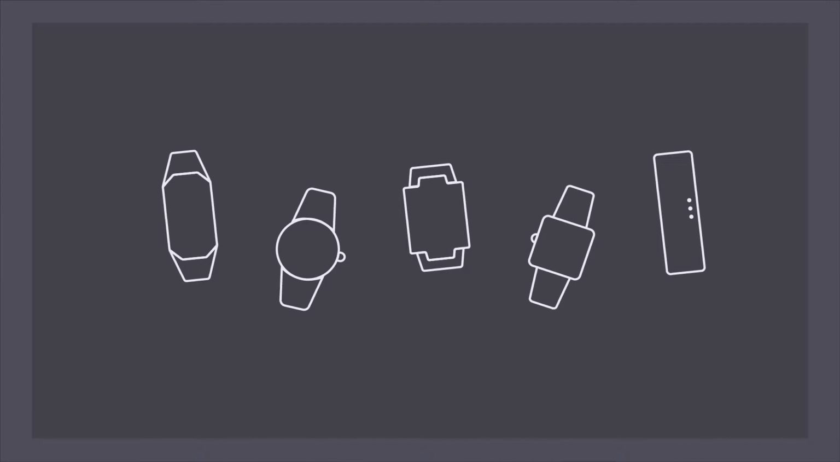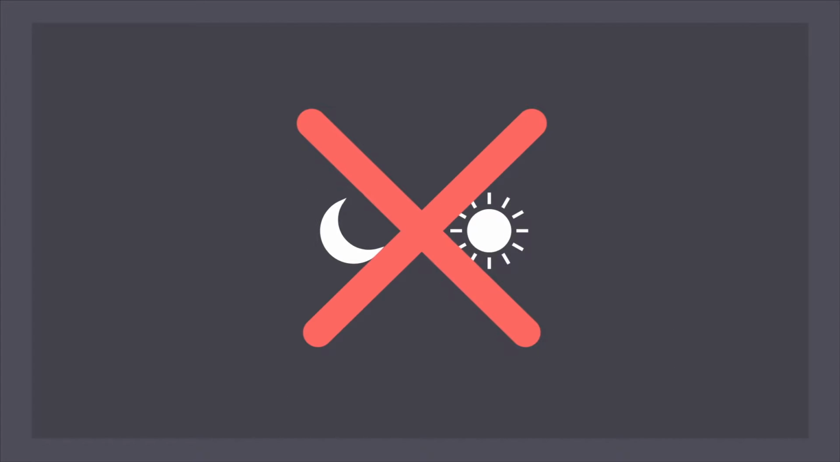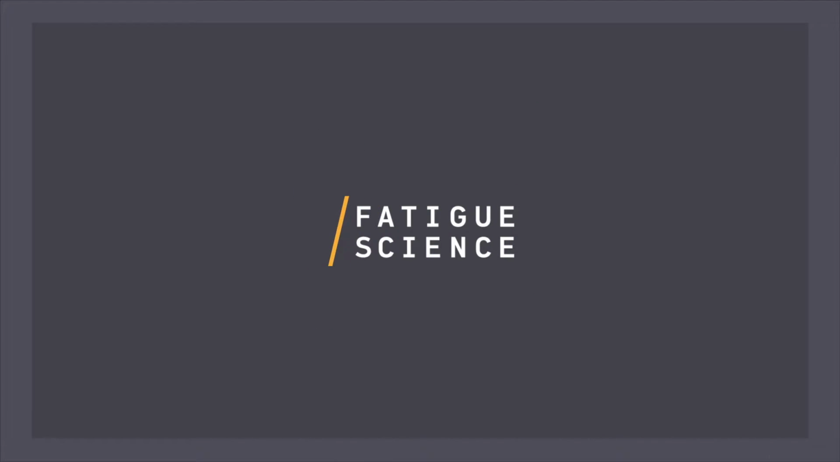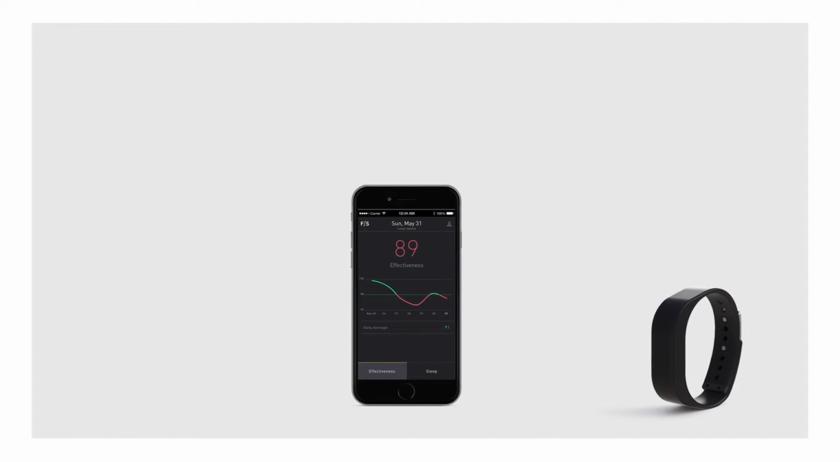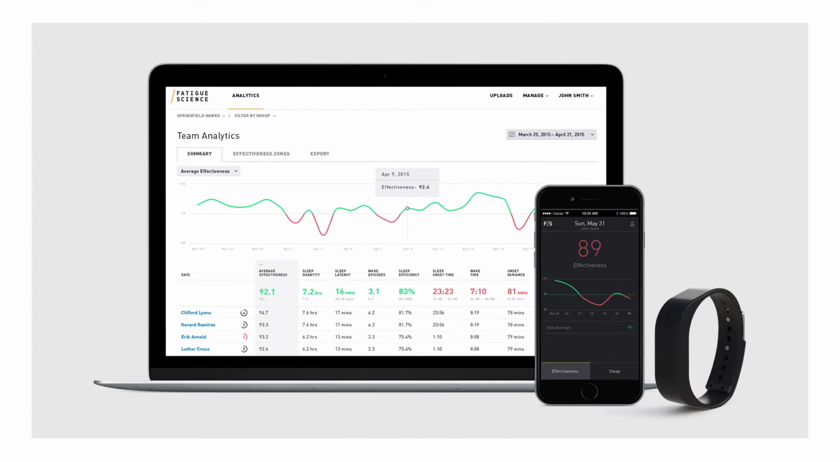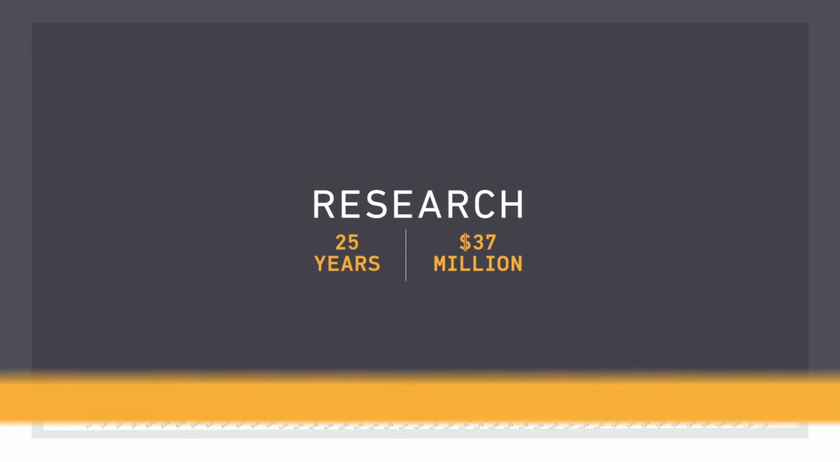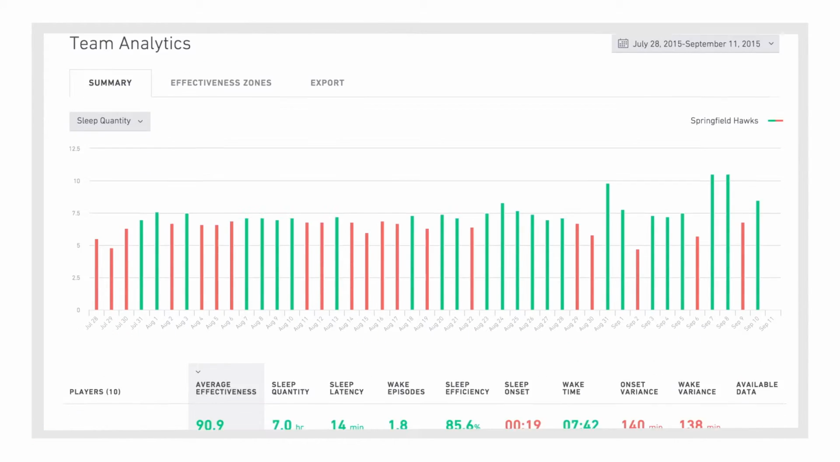Sure, there are plenty of wearable devices out there that measure sleep, but few of them are scientifically validated to provide accurate sleep intel. With the Fatigue Science Team platform, you can monitor sleep with greater accuracy than any other wrist-worn device. And thanks to the world's best fatigue prediction algorithm, built on the back of years of applied research, you can quantify sleep's impact on athlete recovery and performance potential. Here's what you can do with all that sleep data.